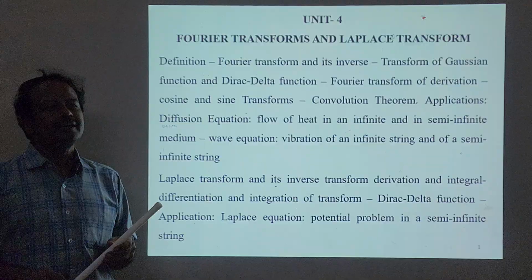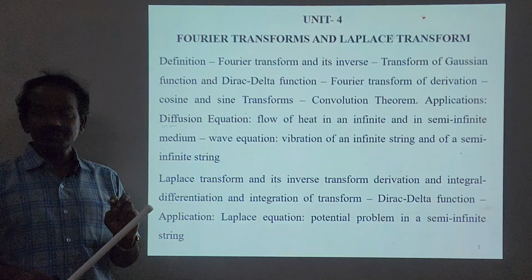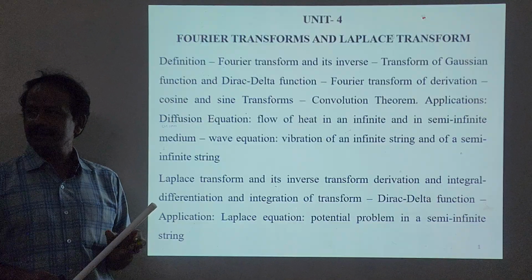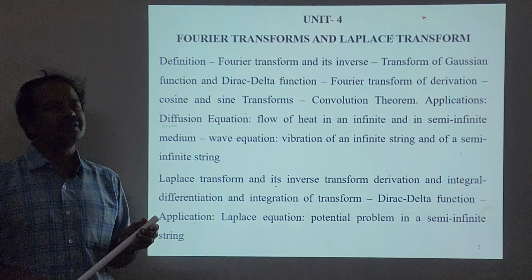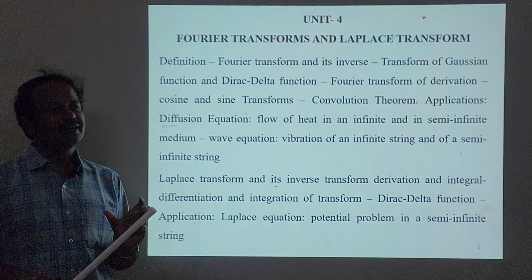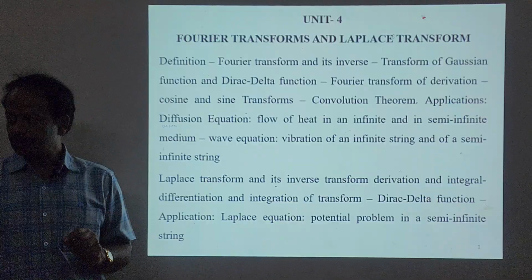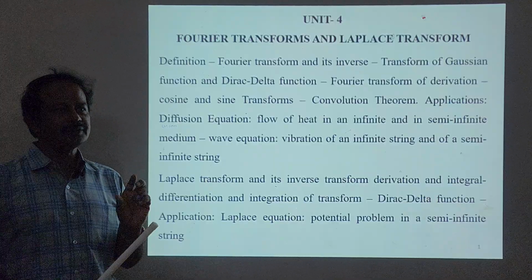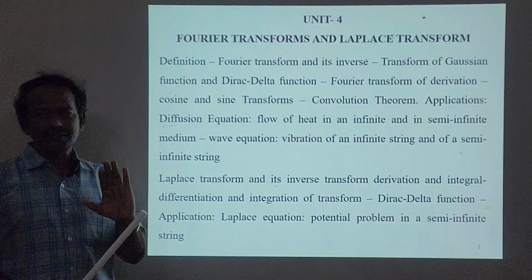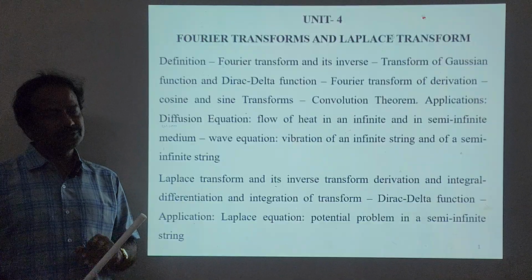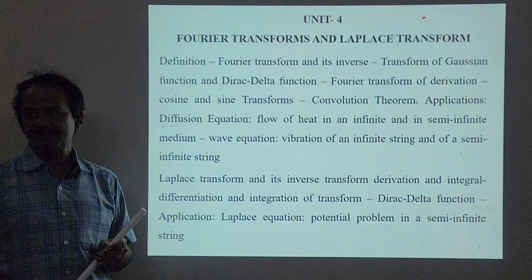Werner Heisenberg introduced the uncertainty principle using this Fourier transform, this Fourier series. So Fourier series is a waveform that will contain sine and cosine terms. I repeat, Fourier series will contain sine and cosine terms. So any waveform can be represented in terms of sine and cosine terms.